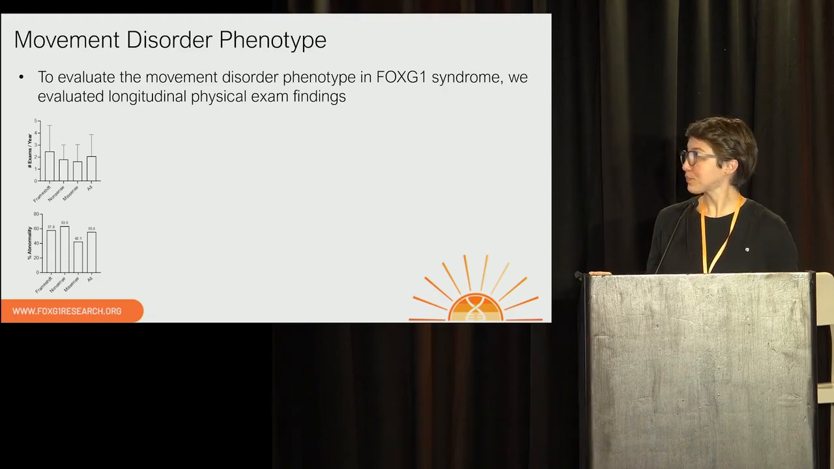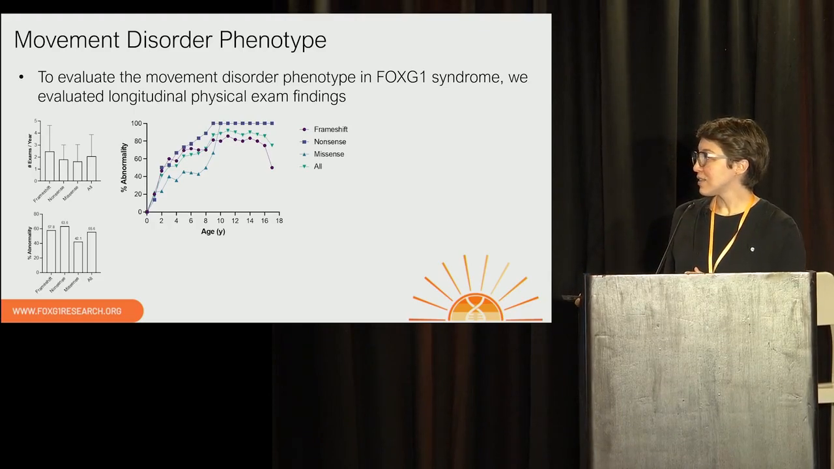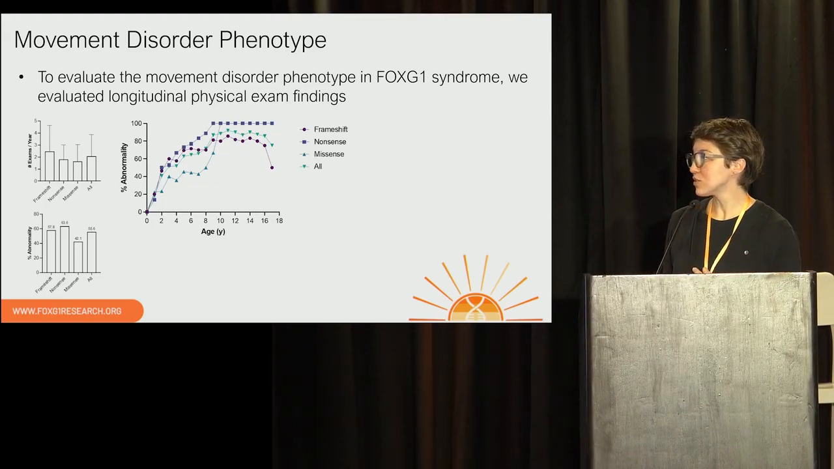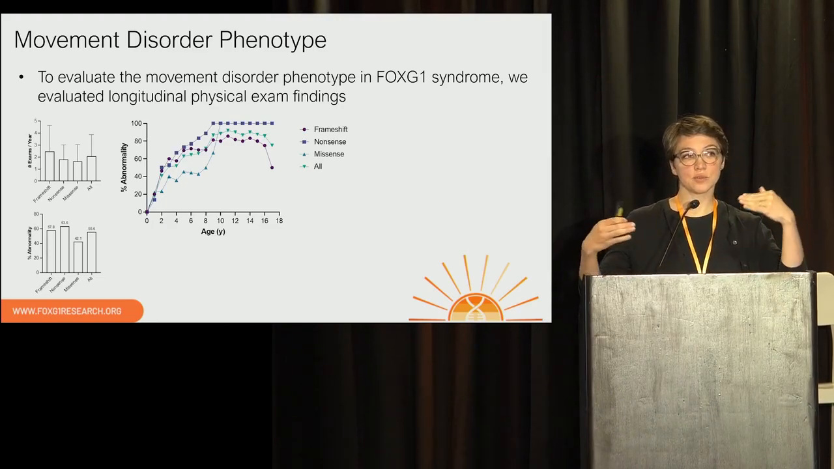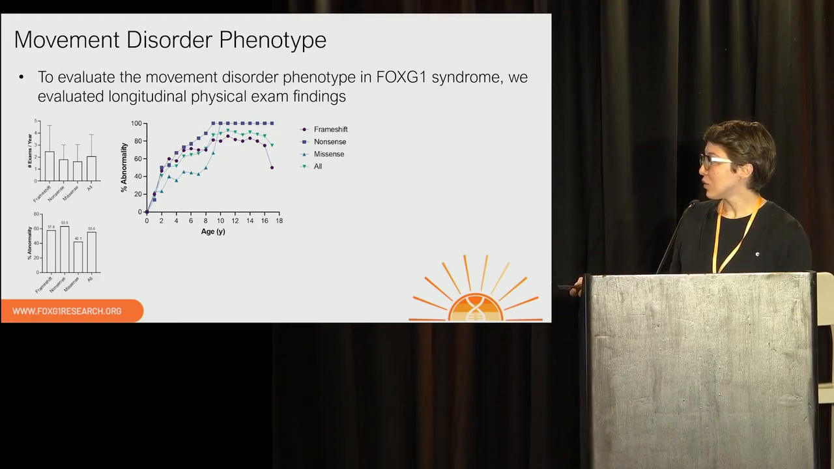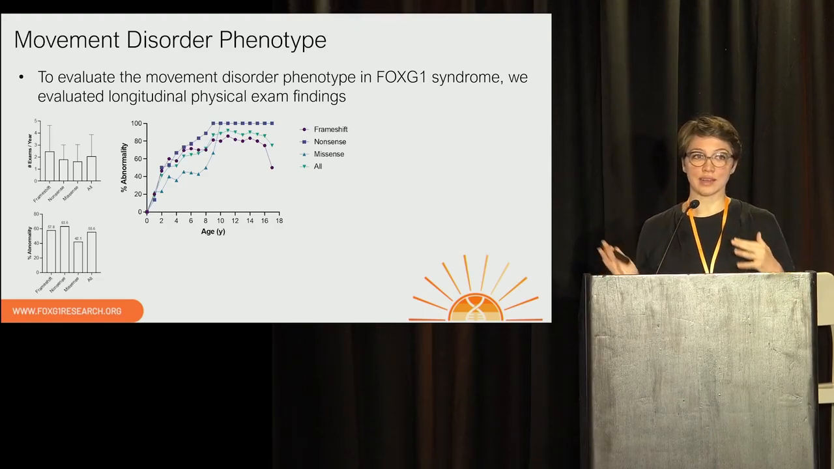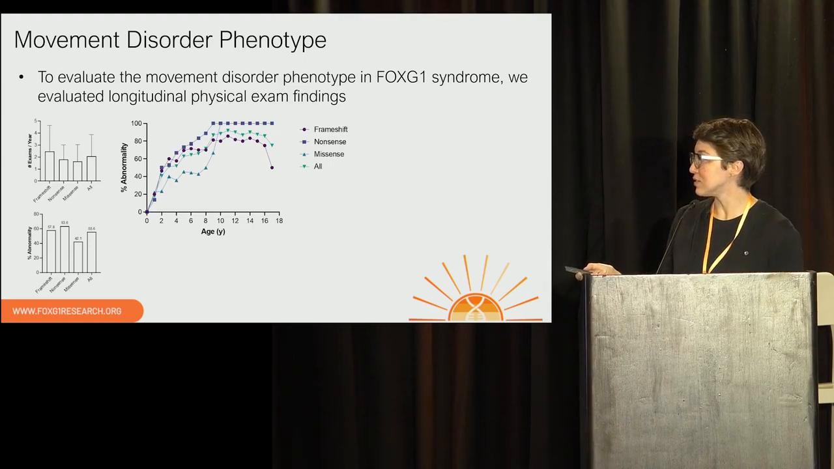In order to look at how this changes over time, we looked at the percent of exams within a particular age period, so 0, 1, 2, 3, 4, etc., years of age. What percent of those exams had an abnormal movement finding, and then we wanted to break that down by genotype as well. So the legend here shows you which line belongs to which cohort. And I think undisputably, we are generally seeing an upward trend, right? So as children are getting older, we're seeing a higher frequency of movement findings on their physical exams.